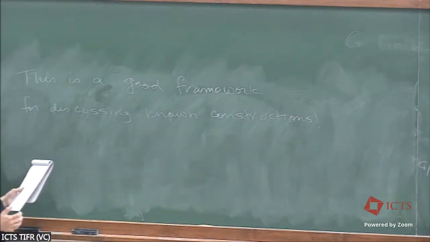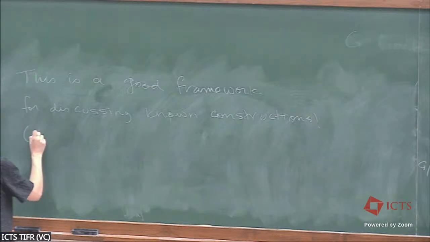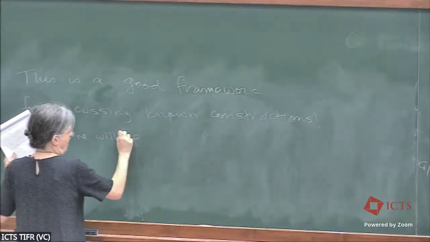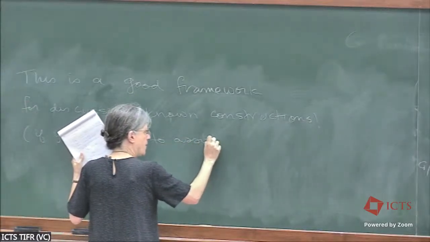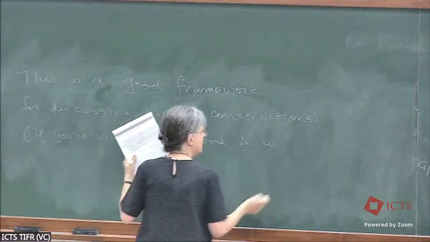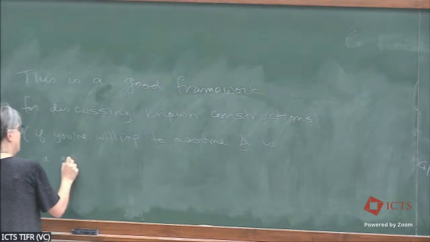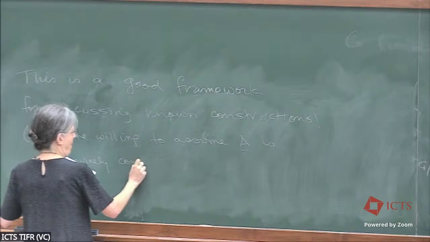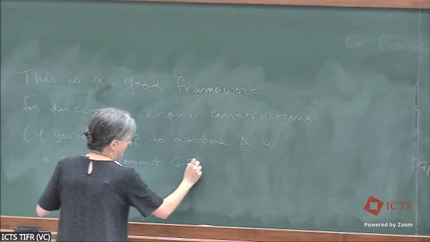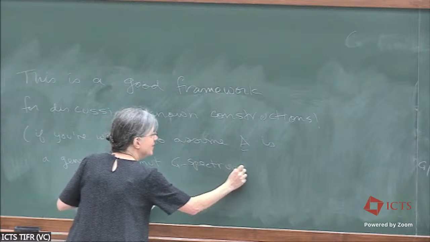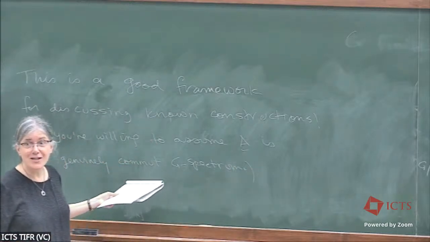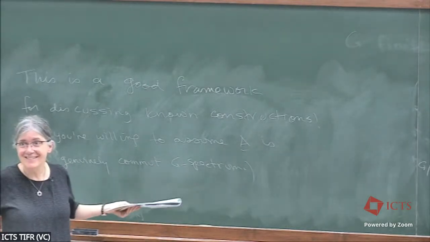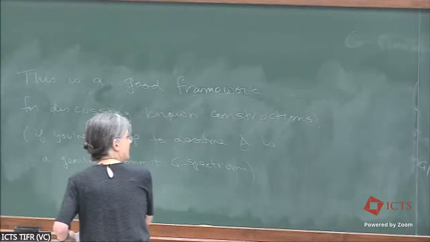The advantage is everything is very intuitive. The disadvantage, of course, is that you're willing to assume that A is a genuinely commutative G spectrum. That's the catch. This is the world in which I live. And the two constructions I'm going to say don't require all of this. So, okay, I admit this is a disadvantage.